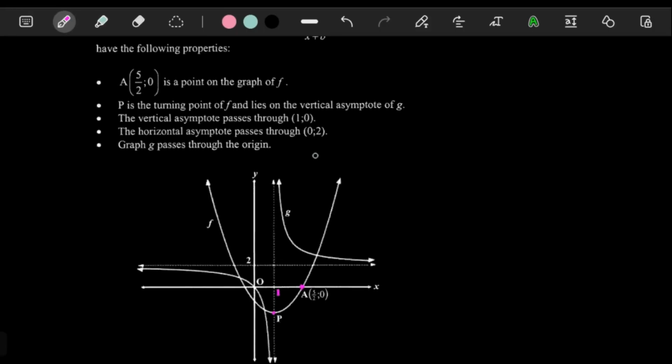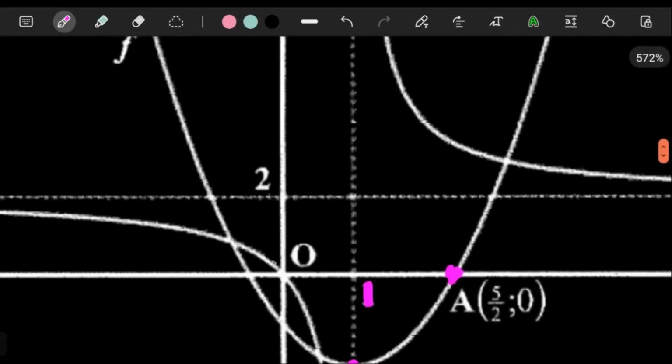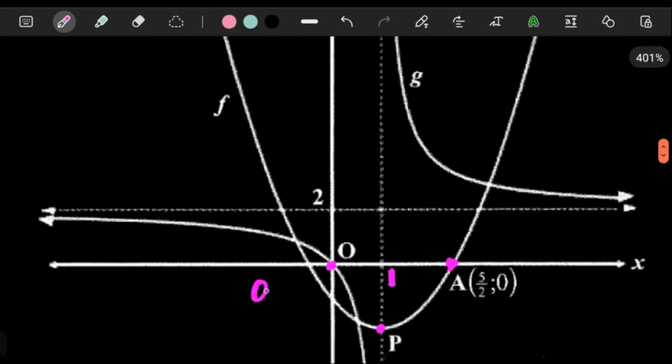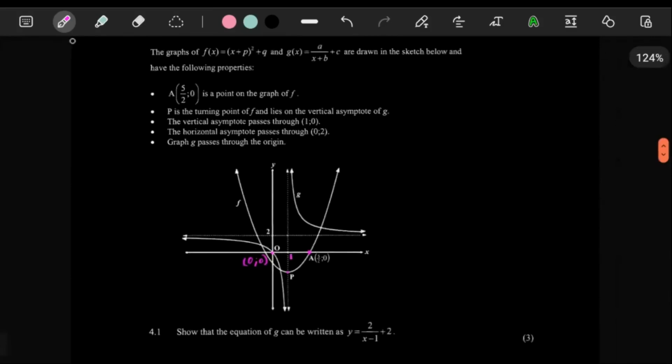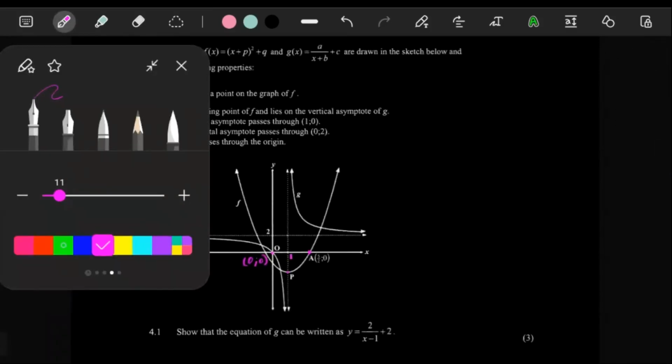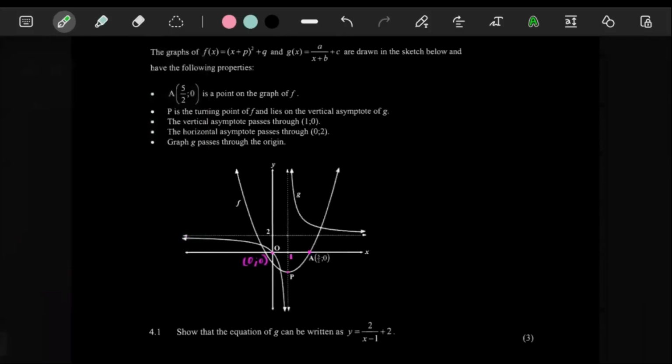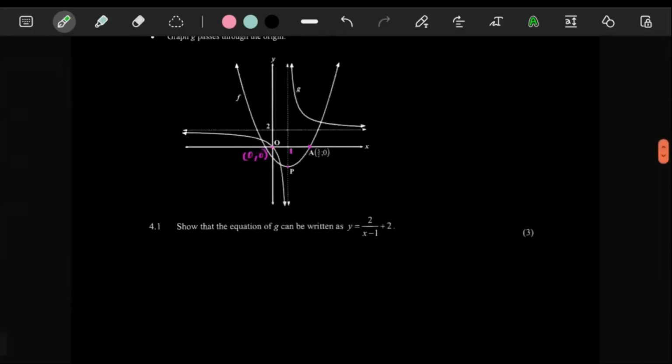Then they say the horizontal asymptote passes through 0 coordinate 2, so that's fine. Horizontal asymptote, x value is a 0, y value is a 2. Well, of course. Yeah, because x value here is a 0, y is a 2. Then it says the graph of G passes through the origin. So if it passes through the origin, the graph of G automatically has this as a coordinate. Now, that's all the information we really need for us to answer all they're going to ask, because whatever they can ask is because they've given us the information to work it out.